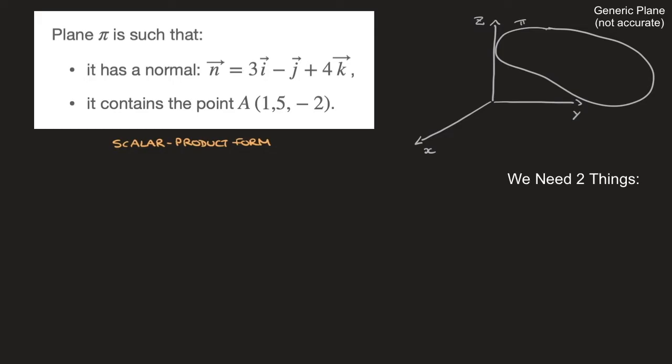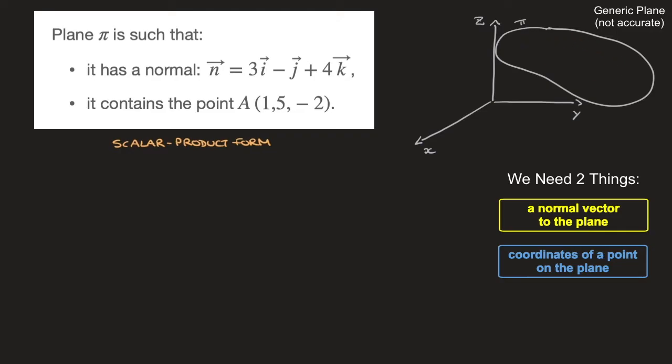First of all, we need a normal to the plane, which is the first thing we're given here. Secondly, we need the coordinates of a point contained in the plane. And that's the second thing we're given here. Indeed, we're given the coordinates of this point A. And I can add those two things to my diagram here. So we have a normal n, which I'm drawing here in yellow, as well as the coordinates of a point A contained in the plane.